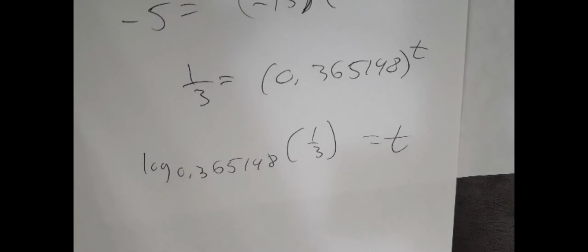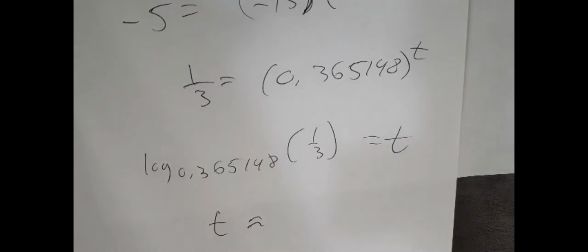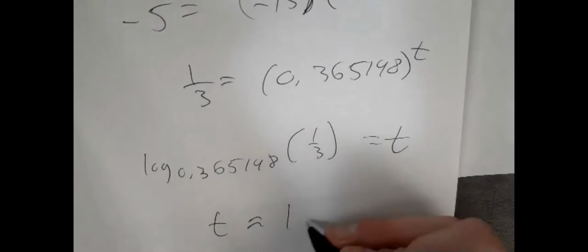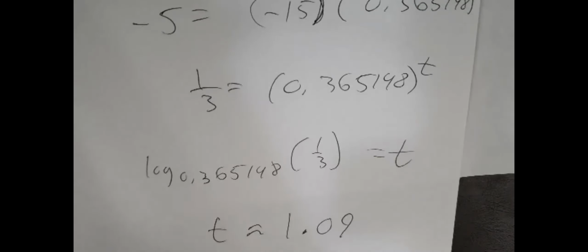Don't close it with that. Close it with that. It's around 1.09. I'm getting something around 1.09. Which means after 1.09 hours, I think is what it's saying. Hours or minutes? Hours. It'll be 15 degrees Celsius.